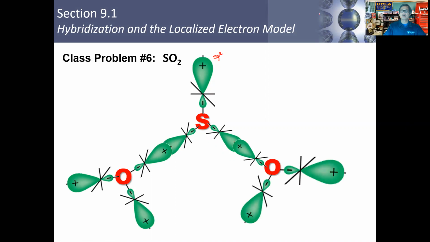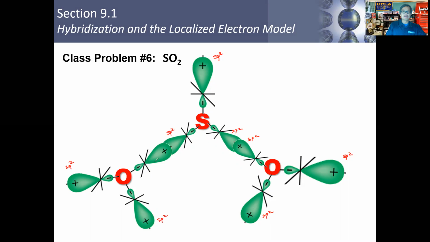Each oxygen will have its 3, I'm sorry. So you have sp2 hybrid orbitals here. Let's go ahead and label all the sp2 hybrid orbitals. You have sp2, sp2, sp2, sp2. This is sp2, and there are all 3 of the sp2 hybrid orbitals for each one of the atoms. And I'm sorry, one sp2 here.